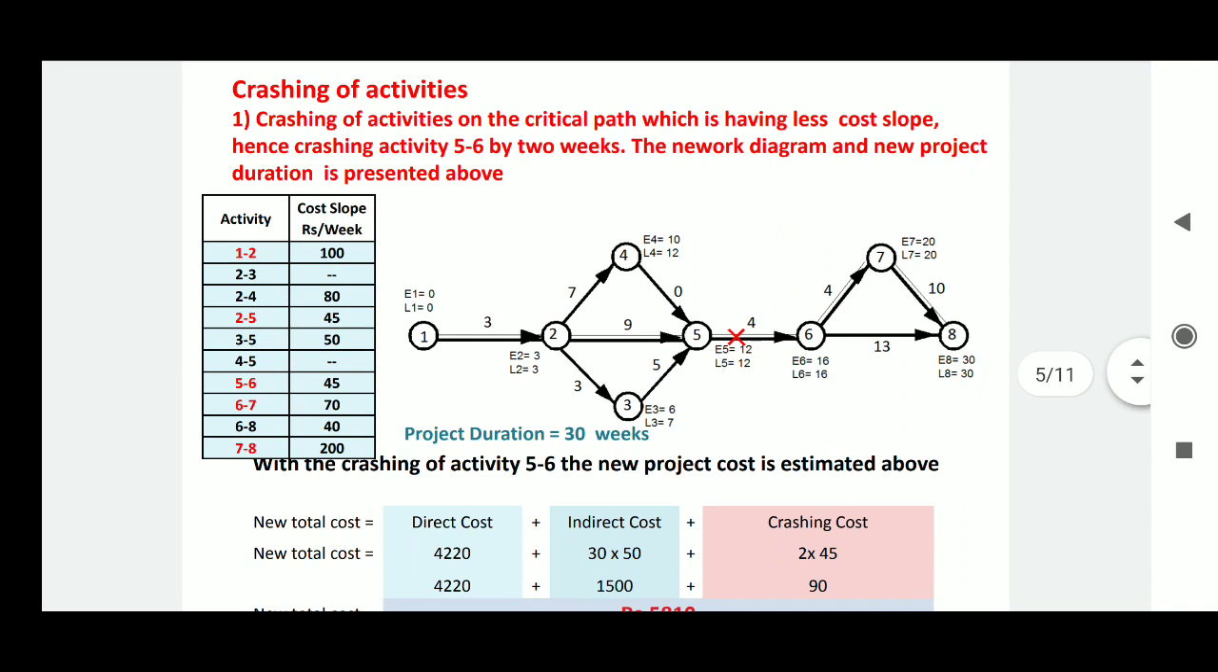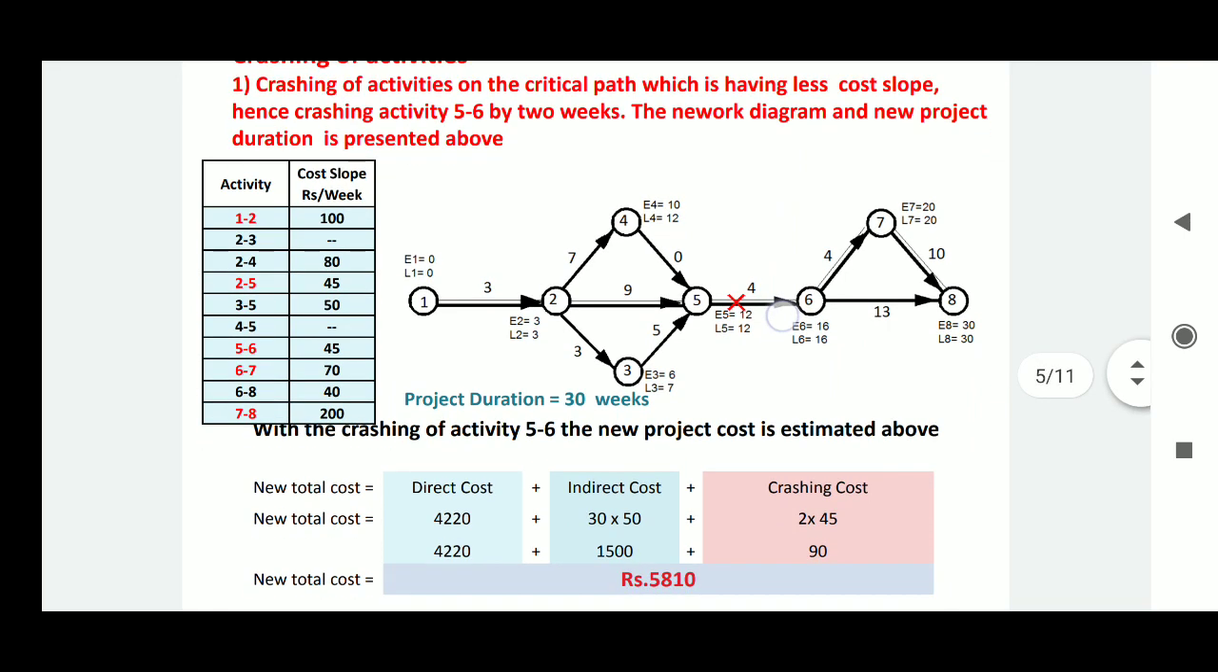So here we will see crashing activity 5 6 first by 2 weeks. Here we can see in the left hand side table that activities 2 5 and 5 6 have a crashing cost of 45. We will crash the activity which has the minimum crashing cost per week, that is 45, first. Hence we have two options, 2 5 and 5 6. We can crash activity 5 6.